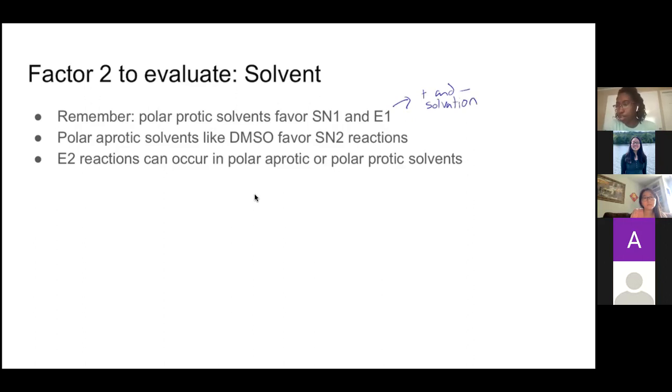Some examples of polar protic solvents that you should probably get familiar with include water and alcohols such as methanol. On the other hand, polar aprotic solvents like the DMSO that we saw earlier favor SN2 reactions. This is because they only have cation solvation and not anion solvation, which allows a strong negatively charged nucleophile to move quickly and do the backside attack.